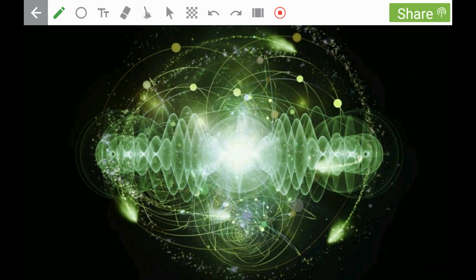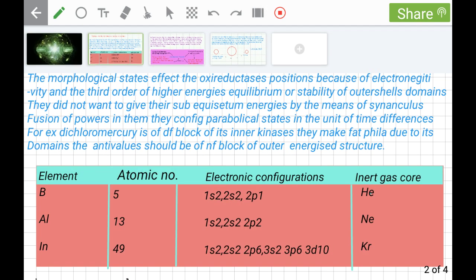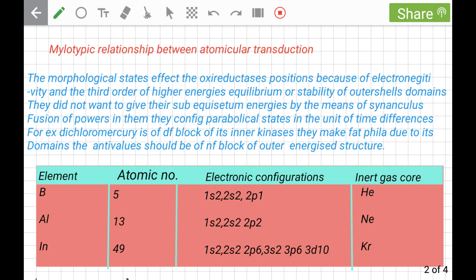So here, in this module, we will talk about the energies, parabolical states, how they are interconnected with each other. So here we will start. The energies, parabolical states are being changed by the chemicular proteins. They interchange their values by imitating the structures of their dominant structures.